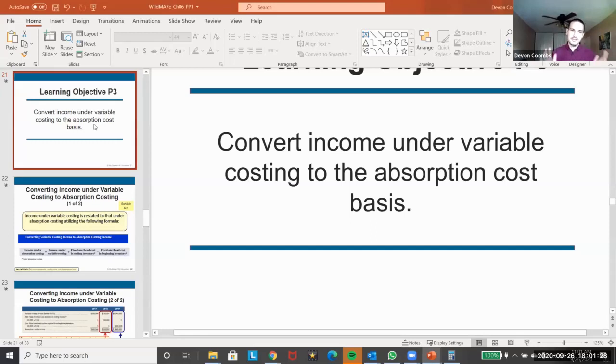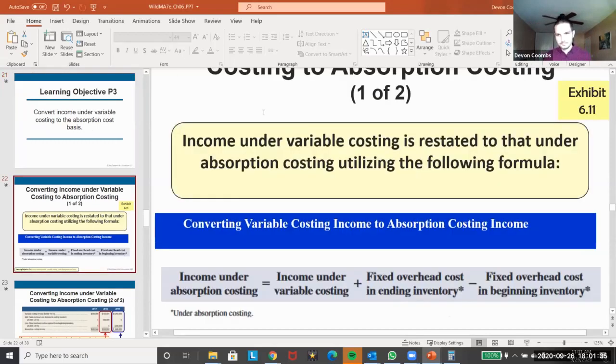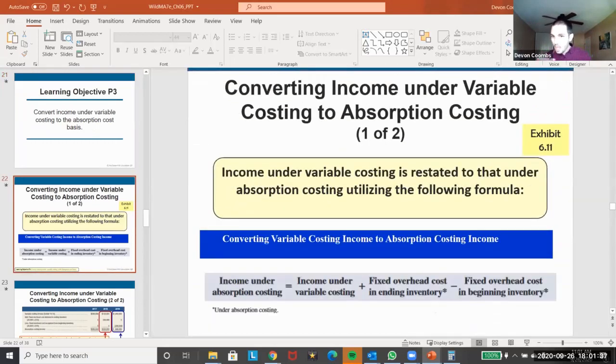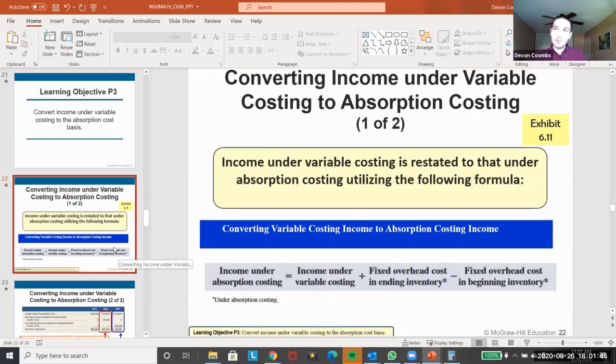To tie it all together, how can we convert income under variable costing to absorption and vice versa? You can just restate it using the following formula. You can memorize this if you want an easier way. You can always recalculate all the numbers, or you can just memorize this.